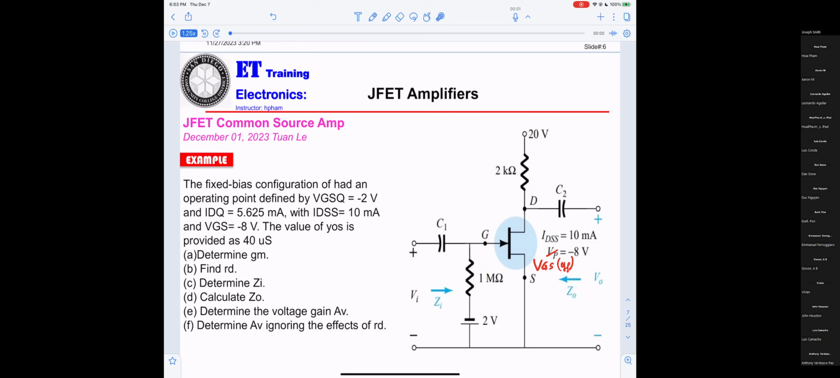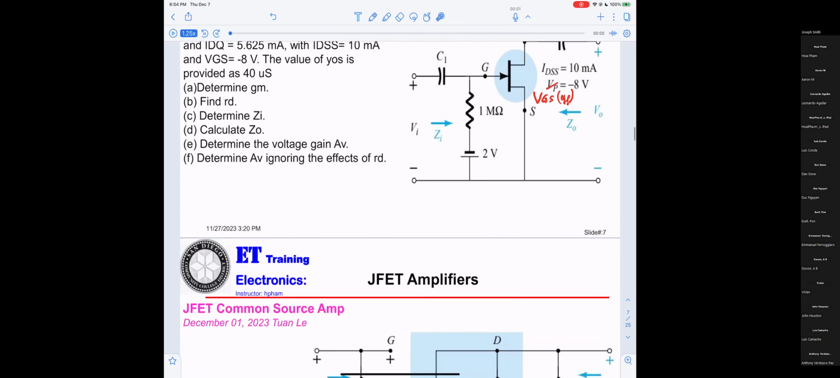Now they want to get the gm and they find the rd. Now we don't need the rd. Okay, rd means the internal resistance. And they want to know Zin, they want to know Zout, and they want the gain. Okay, and also for the gain, ignore rd. We said we do not count anything related to rd. What is rd? rd means the internal resistance of the JFET from the drain. Okay, let's see.